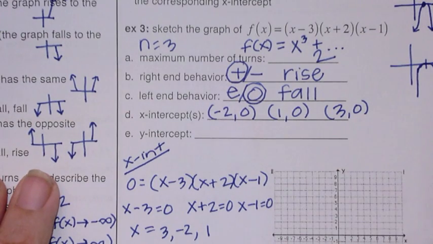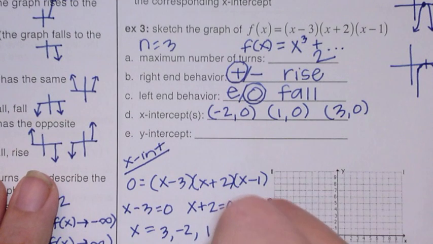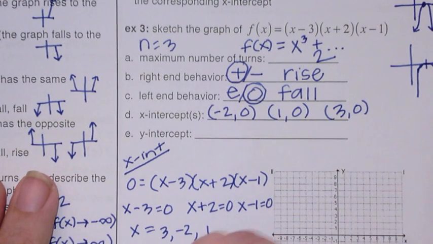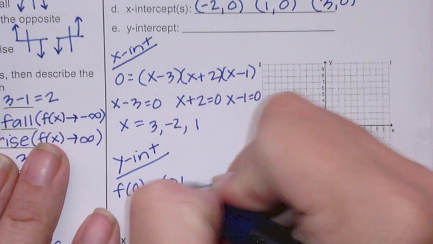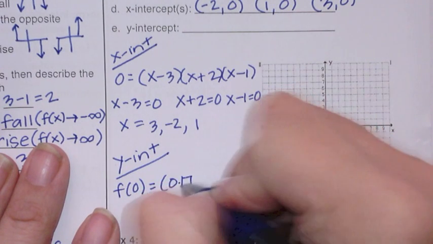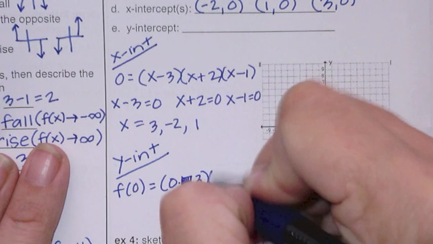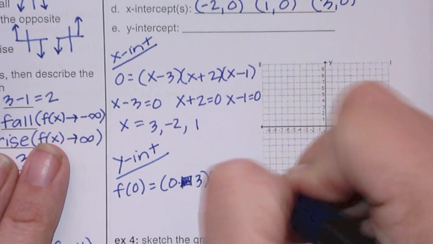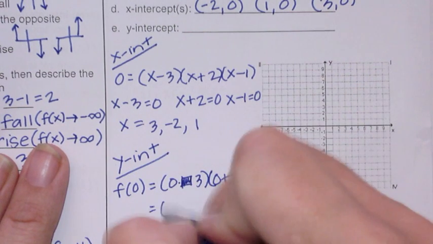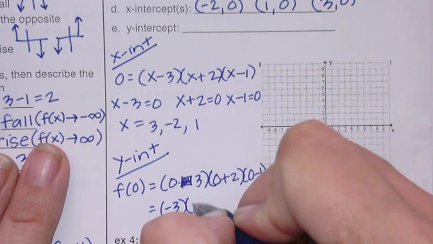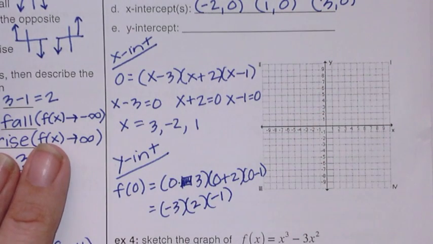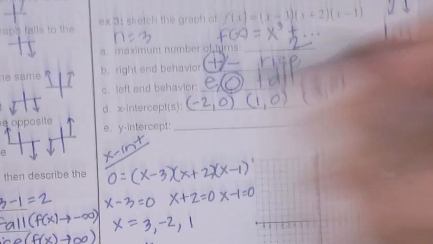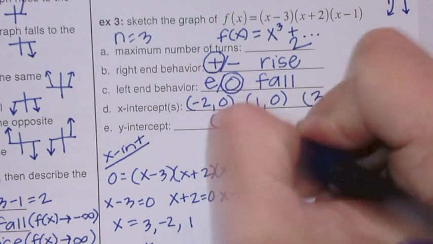So there's my x-intercepts, and then we know with our y-intercept, that means that the x is 0, so I simply have to find f of 0, and I get that by plugging that into the equation. So f of 0 would be 0 minus 3 times 0 plus 2 times 0 minus 1. 0 minus 3 is negative 3. 0 plus 2 is 2, and 0 minus 1 is negative 1. When you multiply all those together, you get 6. So our y-intercept is 0, 6.